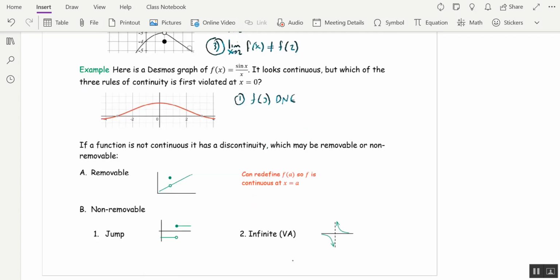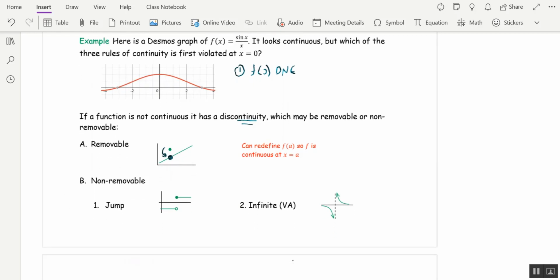Okay, if a function's not continuous at a point, we say it has a discontinuity. Discontinuities come in 2 types, removable or not removable. Removable means exactly that. We could redefine the function. If I moved that point down there, I could make that function continuous. Non-removables come in 2 other types. Jump, there's no way I can make this function continuous. And infinite, meaning there's a vertical asymptote. There's no way I could make that function continuous.